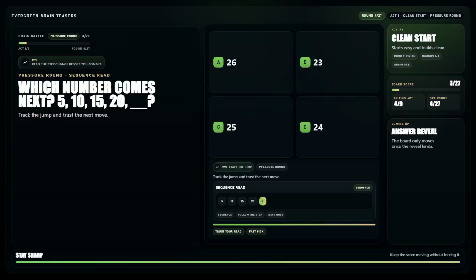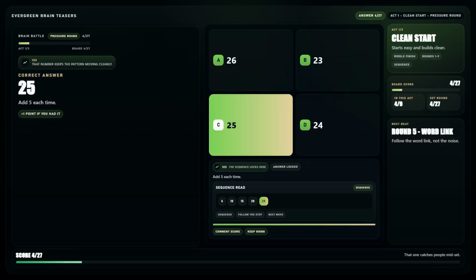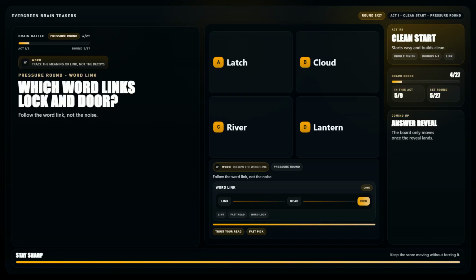Switch round. What comes next? 25. That keeps the pattern going. Follow the pattern. Word switch. Which word links lock and door? Latch.